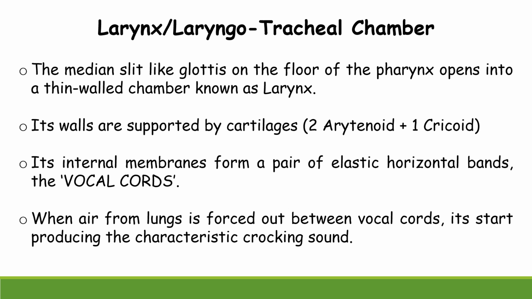The internal membranes of this laryngotracheal chamber have a pair of elastic horizontal bands which are known as vocal cords, which actually produce the sound. When the air from lungs is forced out between the vocal cords, it produces the characteristic frog sound, which is known as croaking sound.